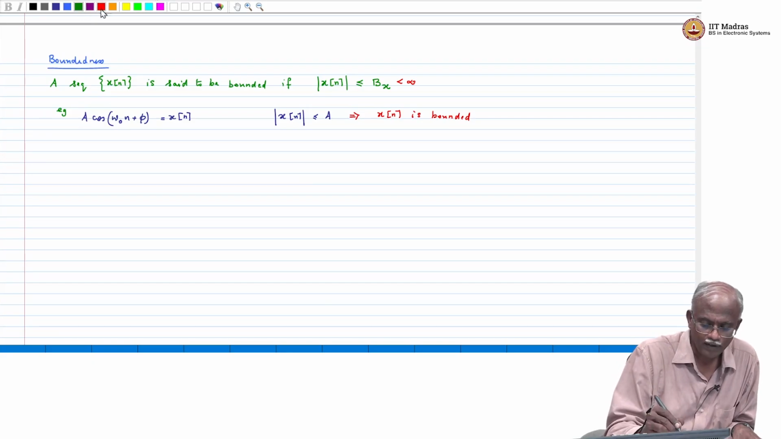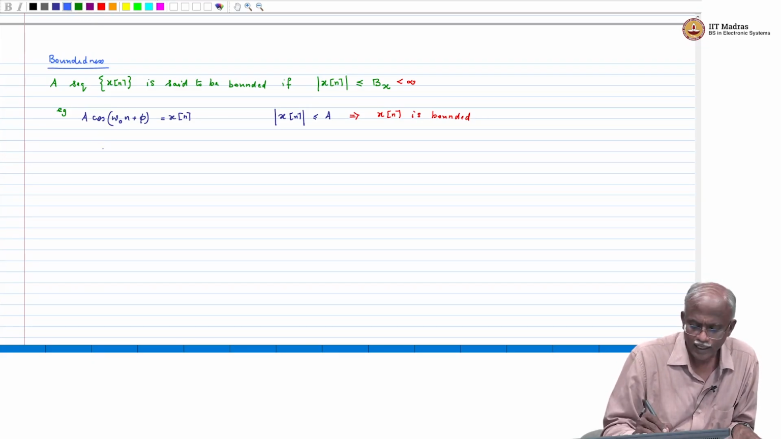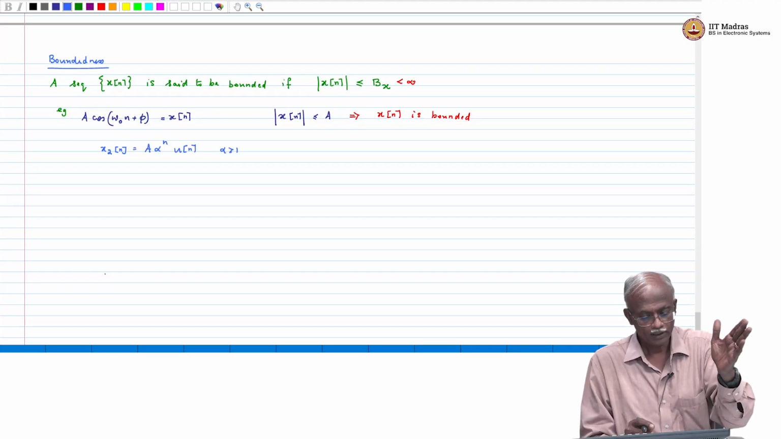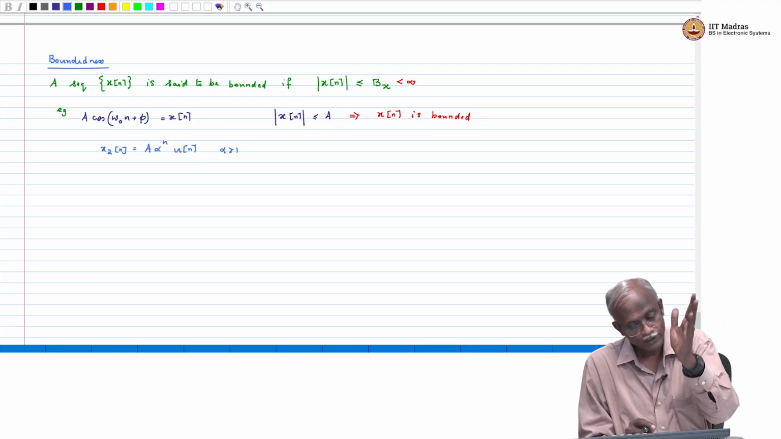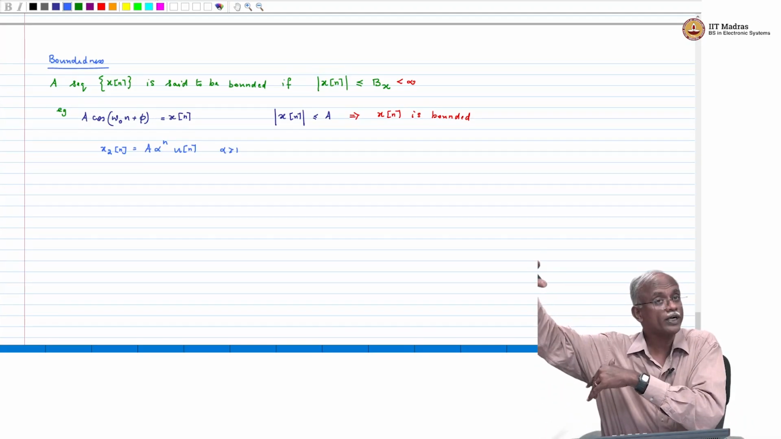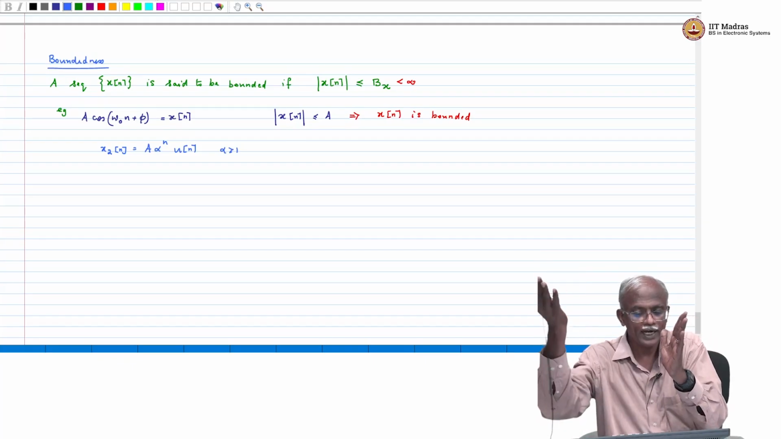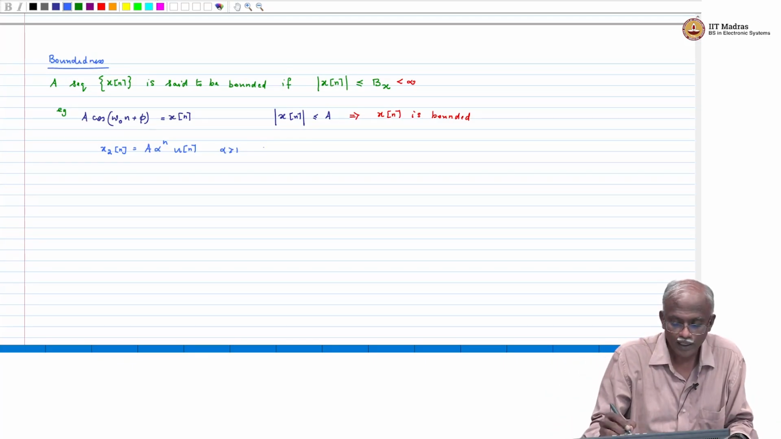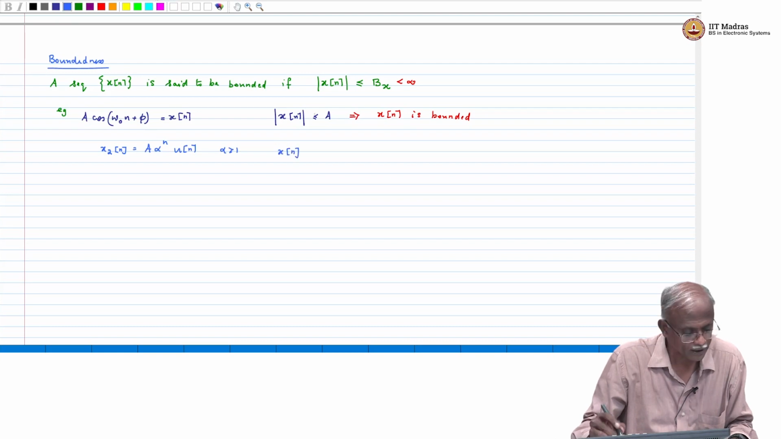On the other hand, if I look at another example where x2 of n is equal to A times alpha power n times u of n, where alpha is greater than 1, then x of 1 will be A alpha, x of 2 will be A alpha squared, then alpha cubed, and so on. But alpha power n is a growing exponential. So you will never be able to find an upper limit which will bound all of the amplitudes. So this particular example is unbounded; x of n is not a bounded signal.